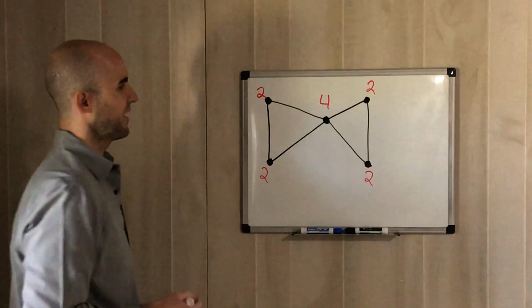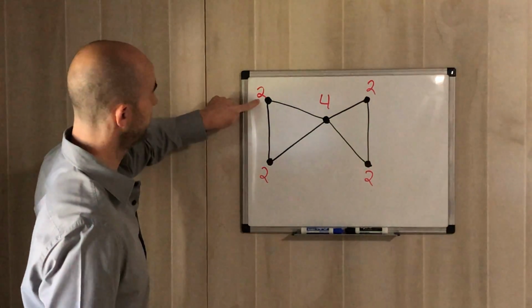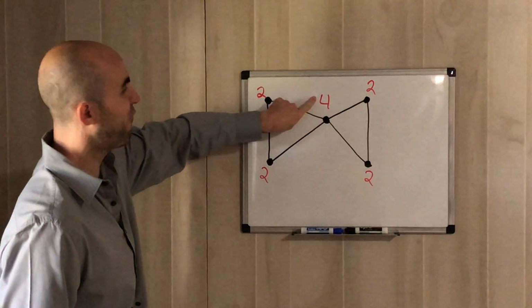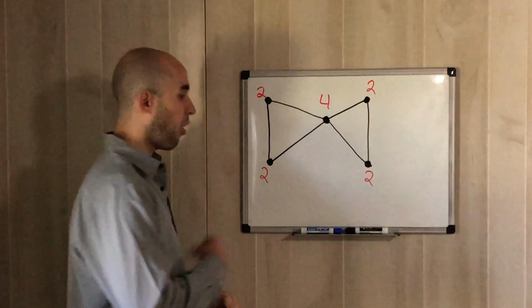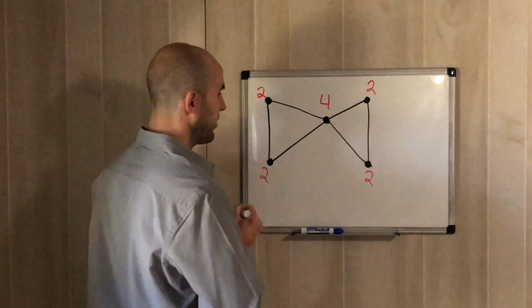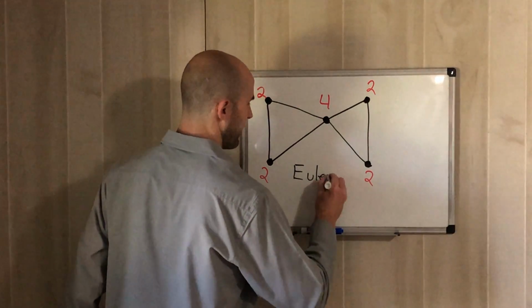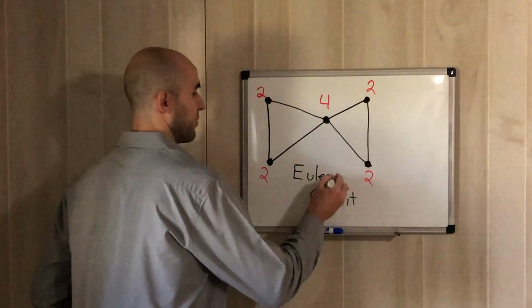So now we look at it. Again, are there any odd number degrees? So 2 is an even number, 2 is even, 2 and 2 are even, 4 is an even number, right? They're all even numbers. So if they're all even numbers, automatically we know it's an Euler circuit, right? It's an Euler circuit because they're all even number degrees.